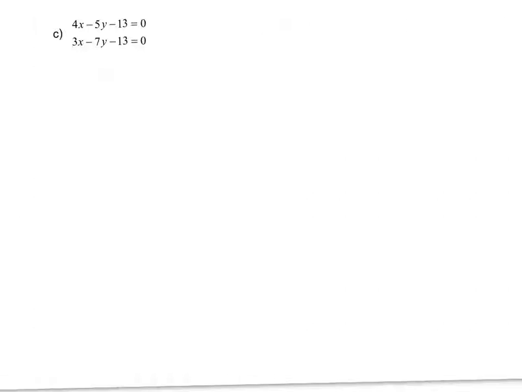Okay, looking at this, I have 4 x's and 3 x's. There's not an easy way to just multiply one equation by a value to get the other the same. And then I have a minus 5y and a minus 7y. Again, there's not an easy multiplication where I'm just multiplying one. This is a case where I'm actually going to multiply both equations by a value. So let me put some values in here. I'm going to call that equation 1 and equation 2.